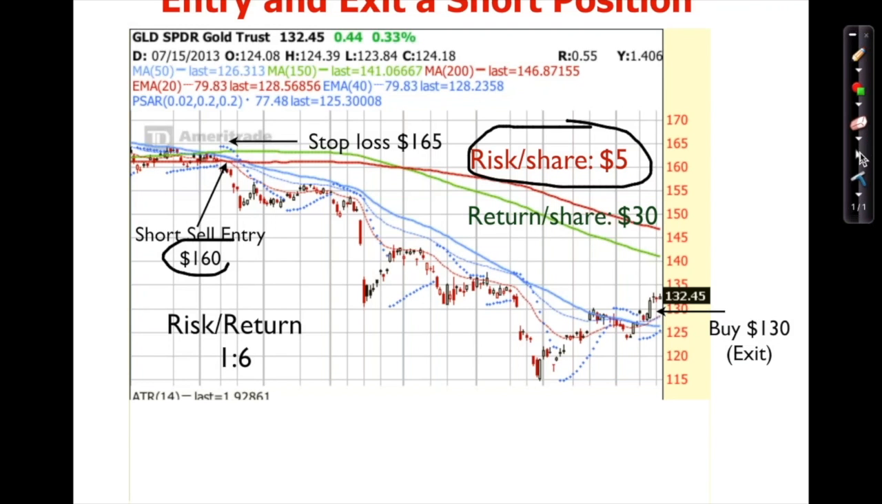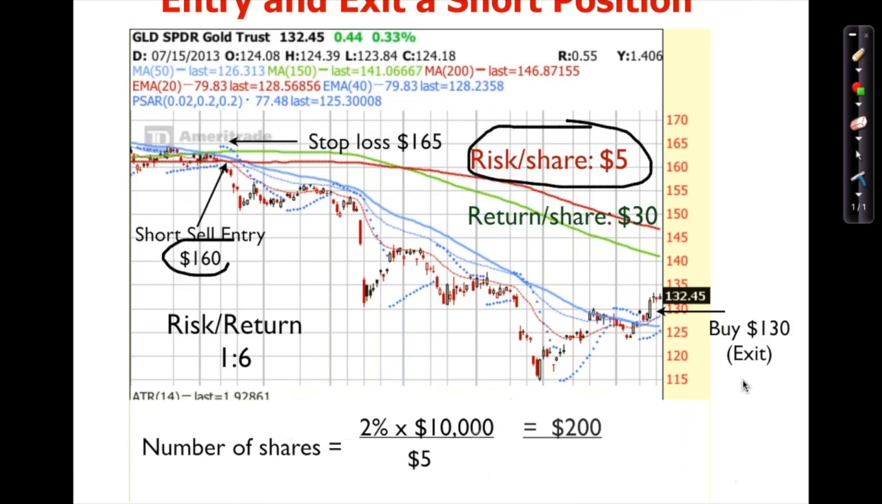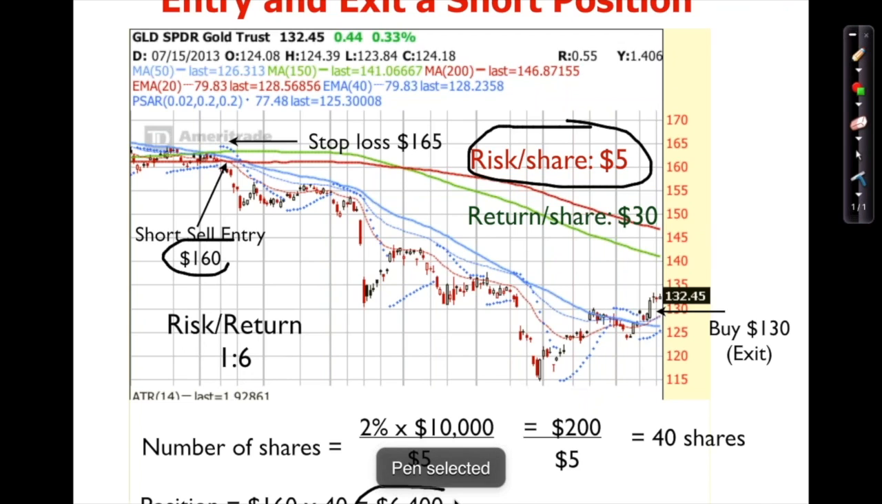Okay, let me repeat that. So I sell $160 times 40 shares, that's 6,004. So in other words, I will sell $6,400 worth of this ETF. Now, is this my risk? Is my risk 6,004? No. What's my risk? My risk is $200.